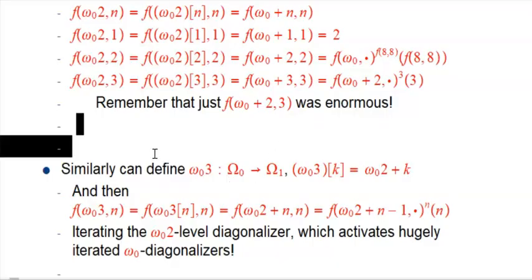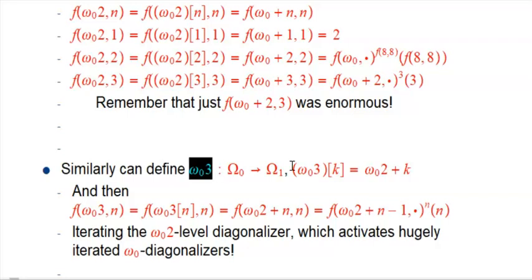So what can we do now? We can look at omega naught 3. That's another slightly higher level or next step in the diagonalization story. That's going to be, again, a function that just takes a number and produces one of our new function slash successor gadgets. And its definition is the kth thing in that sequence is just omega naught 2 plus k.